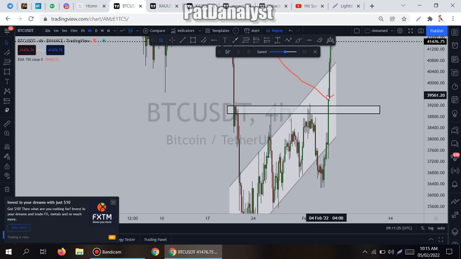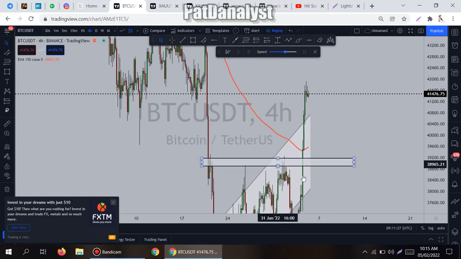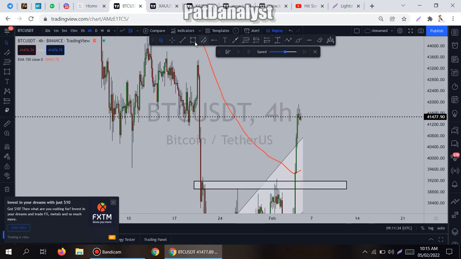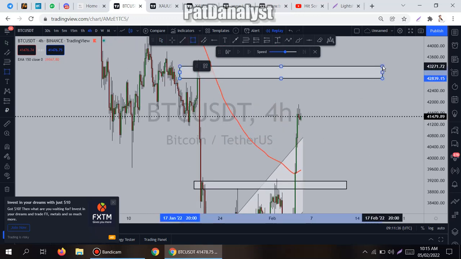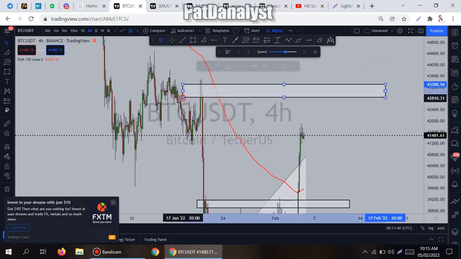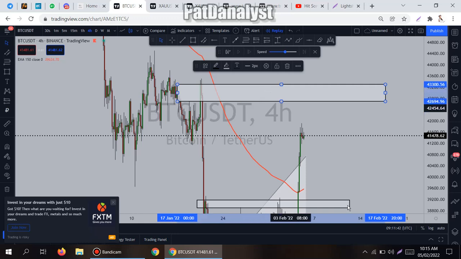I think I posted this on Facebook. I took my buy around here because I know from this idea I explained before, I'm actually still expecting the market to come tap into this other block here, which is roughly around 42,000 or 43K. Okay, and now that block will likely tap the market back down.